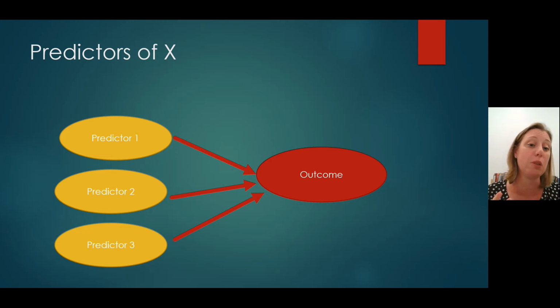Similarly, maybe I'm interested in language development. And so my thesis might be something like there are a number of environmental factors that predict the development of language. And so my predictors might be the amount of infant-directed speech children get, the amount of exposure to TV they have, and maybe the role of siblings in development of language.